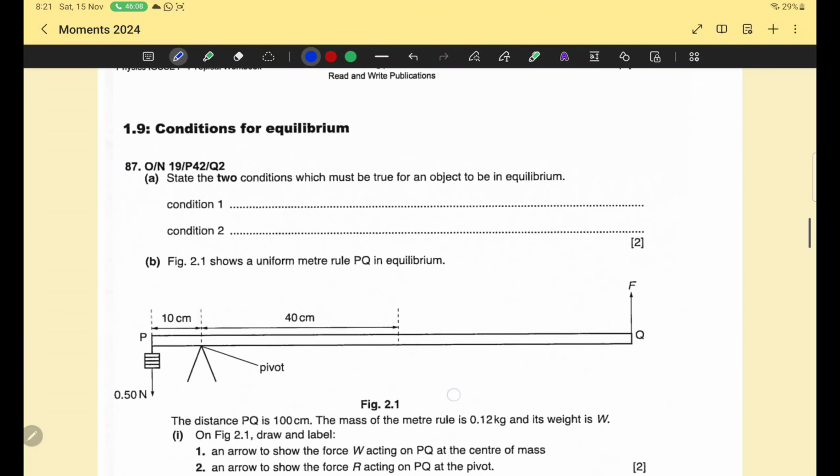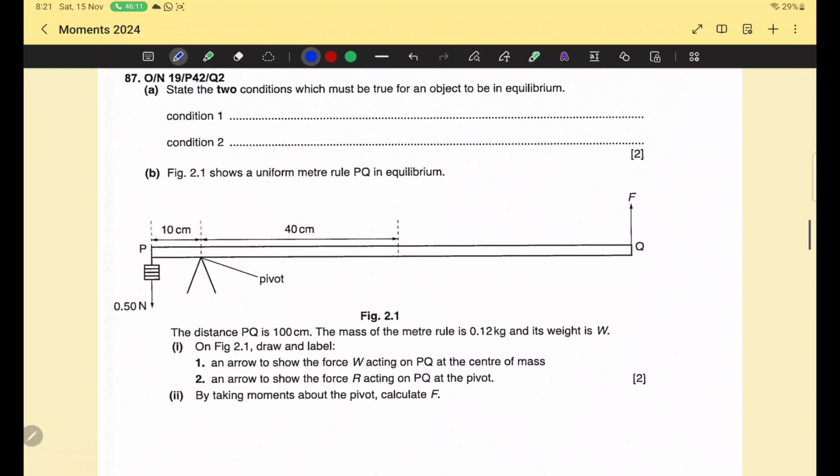This is the next question. It is October, November 2019. The question is, state two conditions which must be true for an object to be in equilibrium. Sir, there are two conditions of equilibrium. Number one, net force must be zero. Number two, net movement must be zero. These are two conditions of equilibrium.